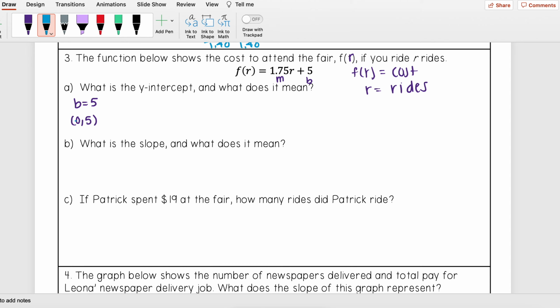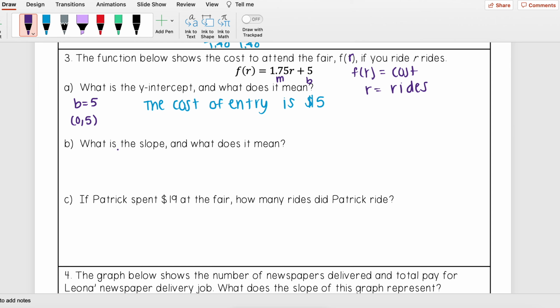And so 0 means that I haven't ridden on any rides, and the cost is 5. And so really the y-intercept is always just your starting value. What's your starting cost? And so if I don't ride on any rides, it's going to cost $5. So that means really if I'm going to this fair, that the cost of entry is $5. You could also write this just as if I don't ride any rides, it costs $5.